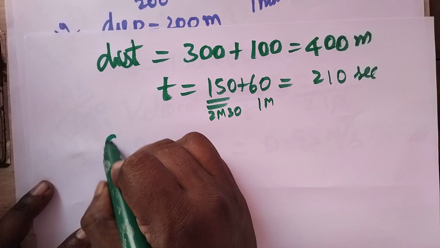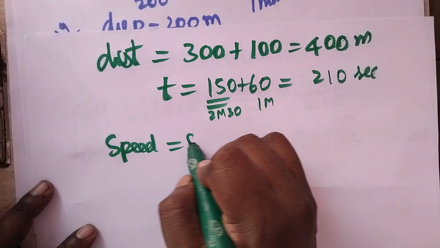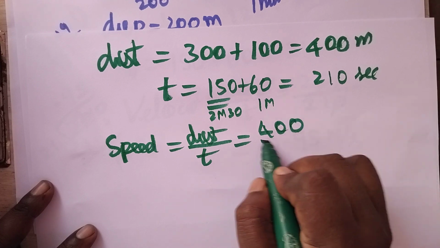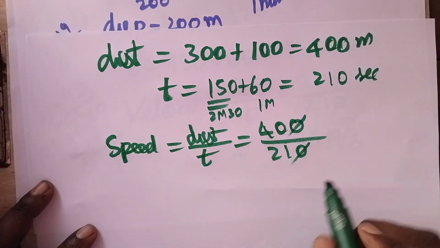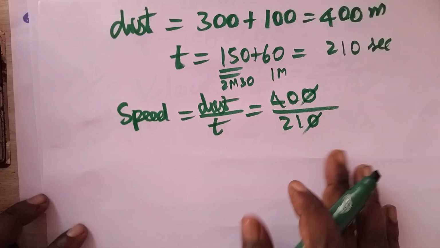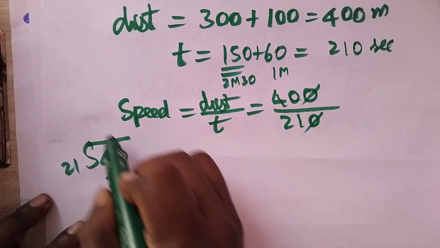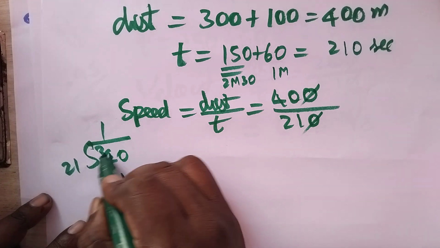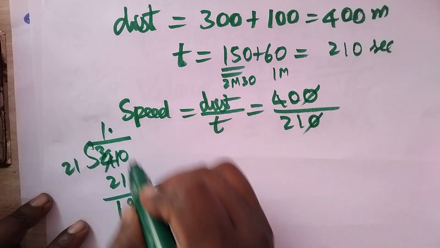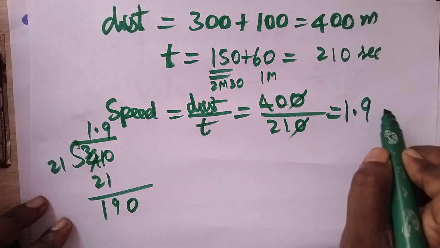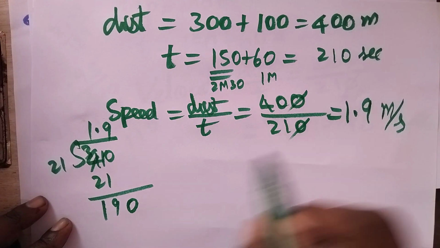So speed is equal to distance by time. Distance is 400 meters, time is 210. Cancel. So 40 by 21, that also you have to do. 40 by 21, 21 goes 1 time. Again 19, 10, 9, 1.0. It is approximately 9 times. So 1.9 meters per second as the speed.